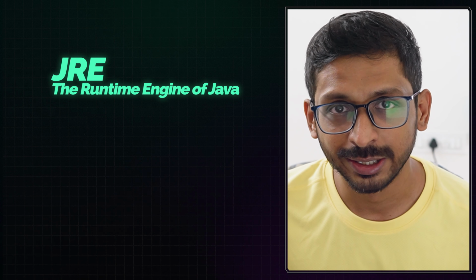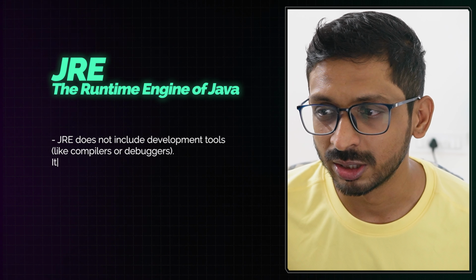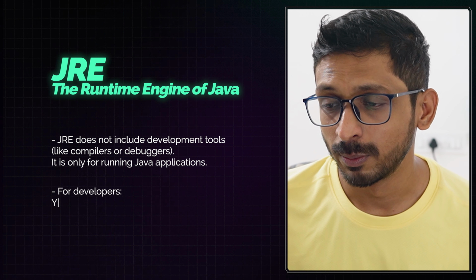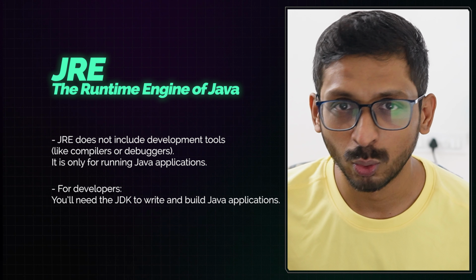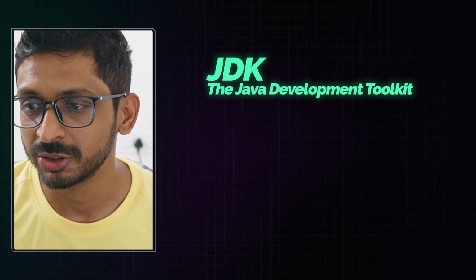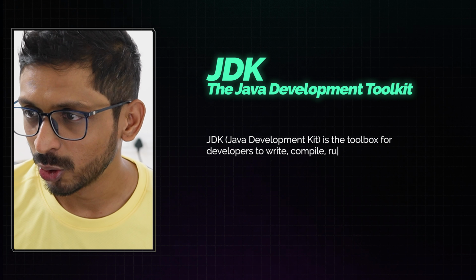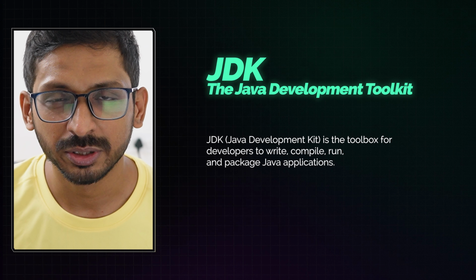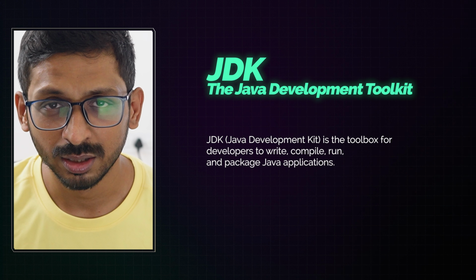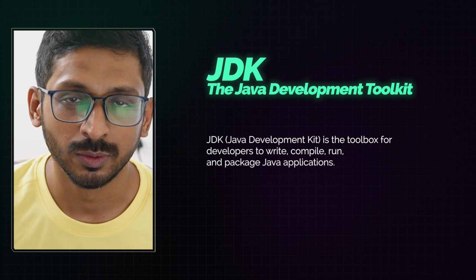The JRE doesn't include any development tools like compilers or debuggers. So if you're planning to write and build Java code, the JDK is what you need. That is the Java Development Kit, the JDK. The JDK is your complete toolbox for Java development. It gives you everything required to write, compile, run, and package your Java applications.